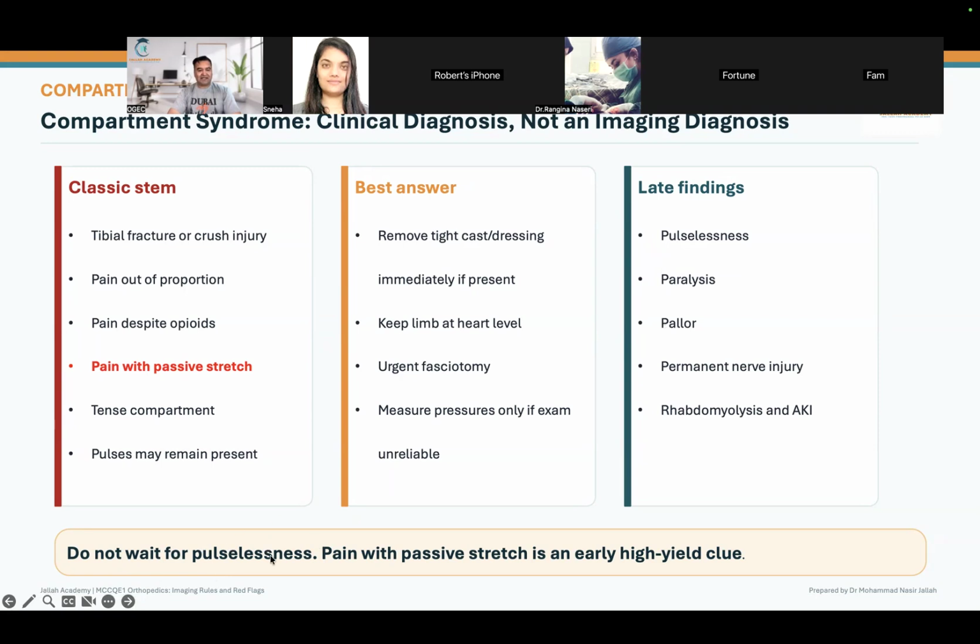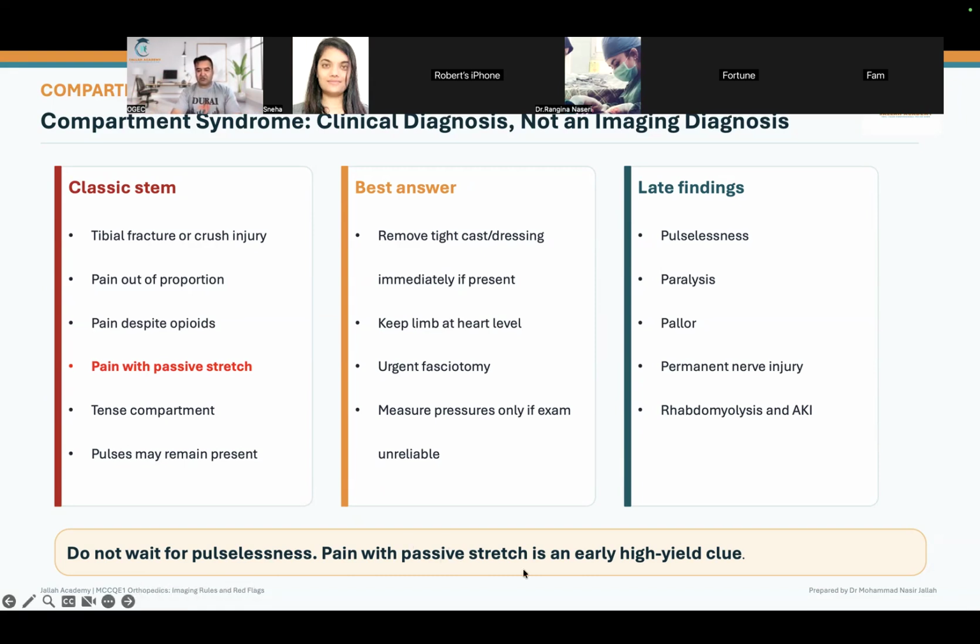Do not wait for pulselessness, because if the patient gets pulselessness, it means the limb has been dead. The damage has been done. So we don't wait for the pulse to disappear. If you have compartment syndrome and the pulse is still there or it's weak, it means you're not in the late stage. It is not too late. You have to act right away. That's an emergency. But you shouldn't be waiting for the pulse to go away or be absent. Pulse gone means the limb is gone. It means the damage has already been done.